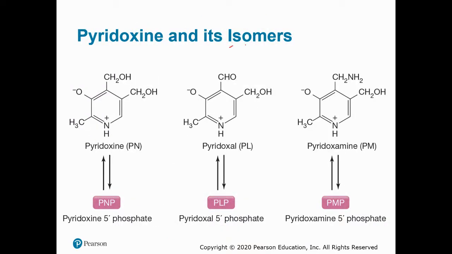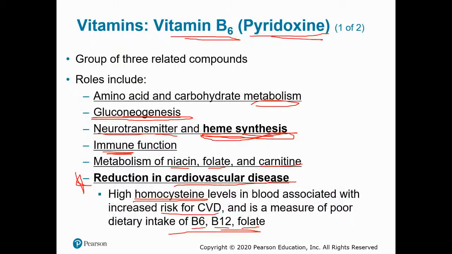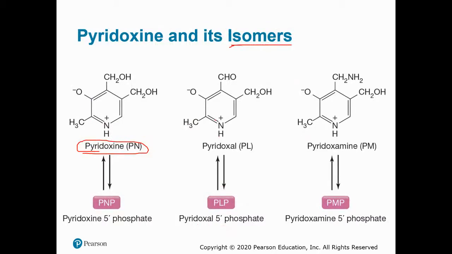So here are what we call isomers, or the slight variants of this B6 chemical structure. So pyridoxine is what we had written here, right? But again, there are three very similar shapes. So another B6 isomer is pyridoxal, and then the third is pyridoxamine. Again, you don't really need to know all of these, but you can start to associate that P with vitamin B6. So PNP, PLP, and PMP, the different forms of B6.